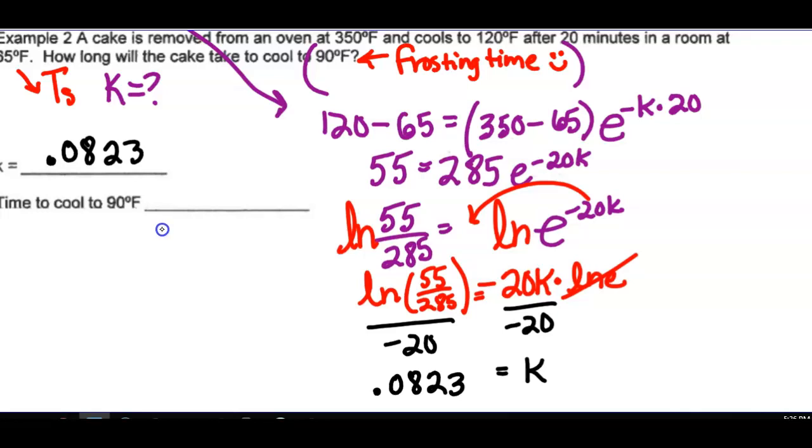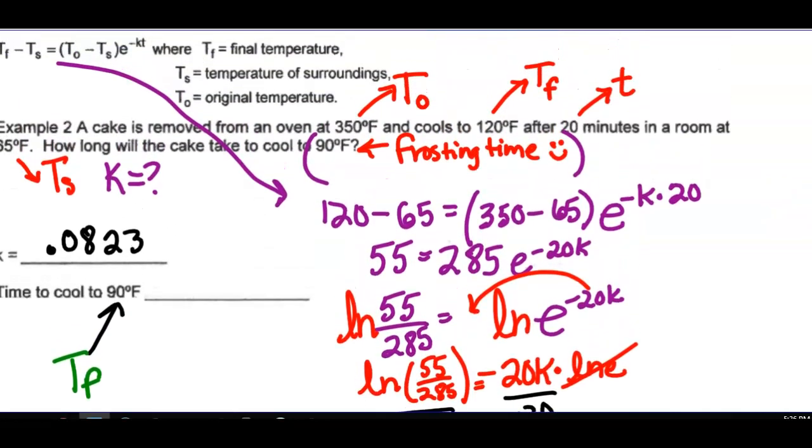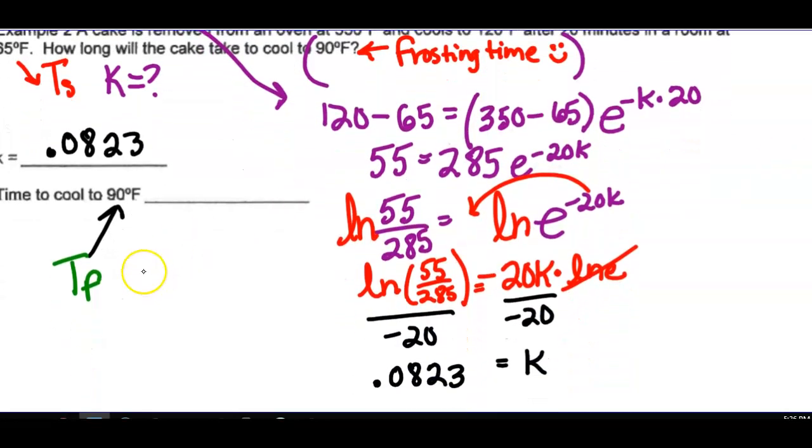Now we're supposed to do this over again and figure out how long until we get down to a final temperature of 90 degrees. So again, we can put frosting on. Okay? At least that's my idea. This is a good time here, let's make it worthwhile. Let's talk about putting the frosting on. Nice fudgy chocolate frosting. All right. So TF is our 90. We're going to fill that in here, and everything else stays the same except the K value goes in now.